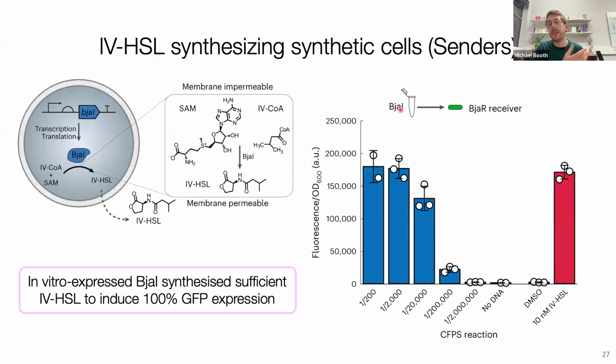Here's an example of it in tube, but we did it in SNANEC cells as well, and then just added the media from that basically onto the receiver cells that we'd made. We can see we get really great signal, even with a really large dilution of the pure express. So you can see we're getting a fantastic amount of IV homoserine lactone being made.